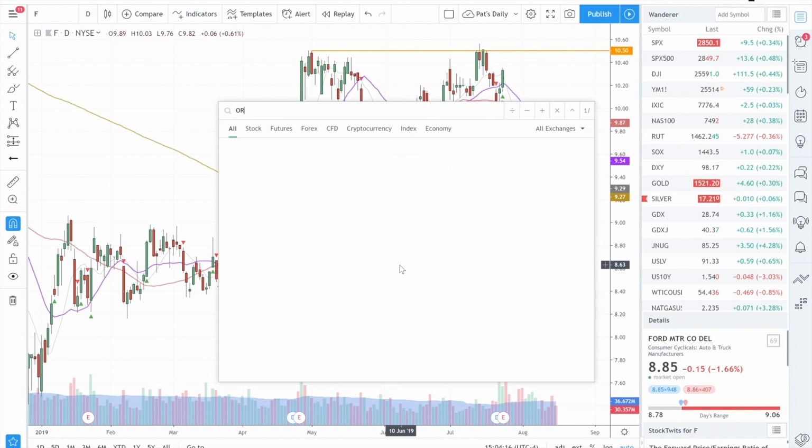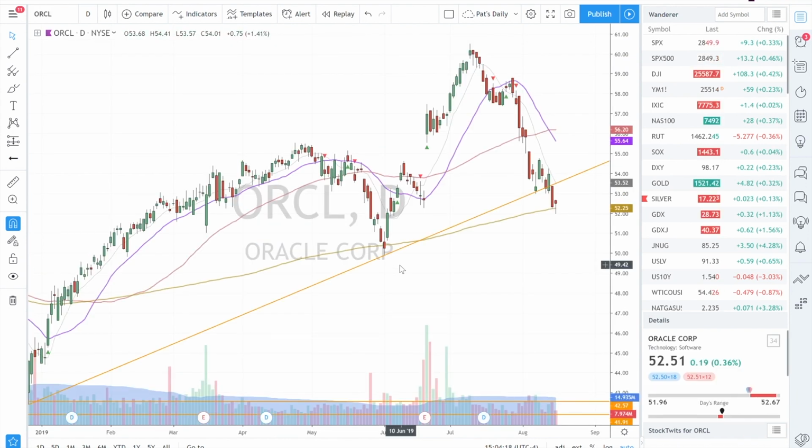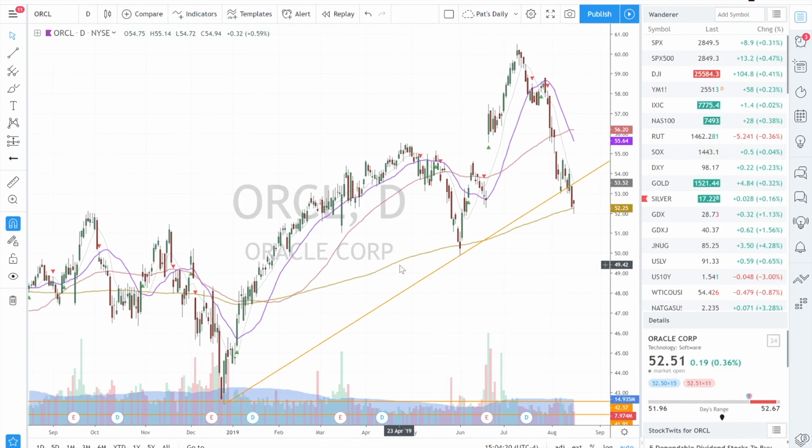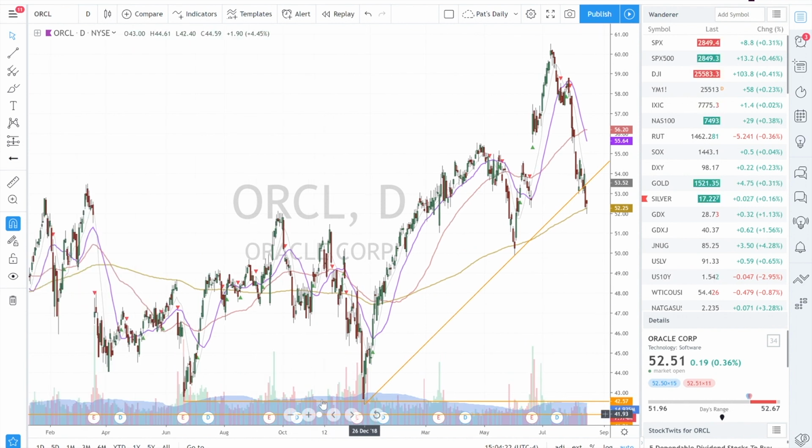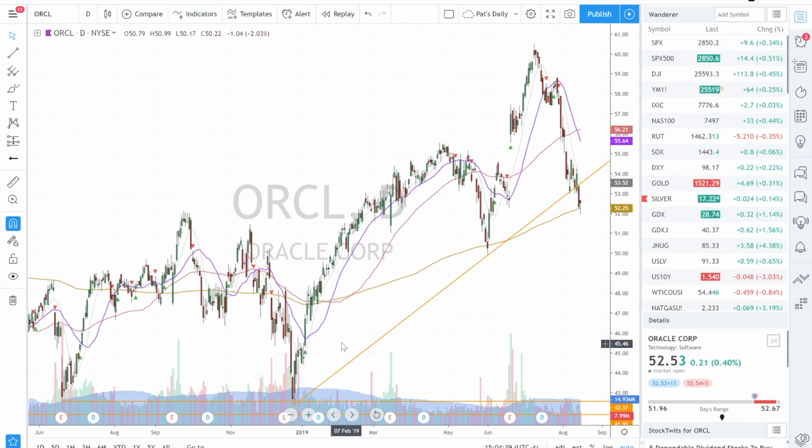Let's look at some more. Oracle. Let's see, what do we have here? So Oracle was back a ways. You can see how this one worked out real nicely. There was a low back here in June. The low was 42.57. Stock rallied back up to 52 and spent some time, came back down. And then I'll zoom in here a little bit closer.